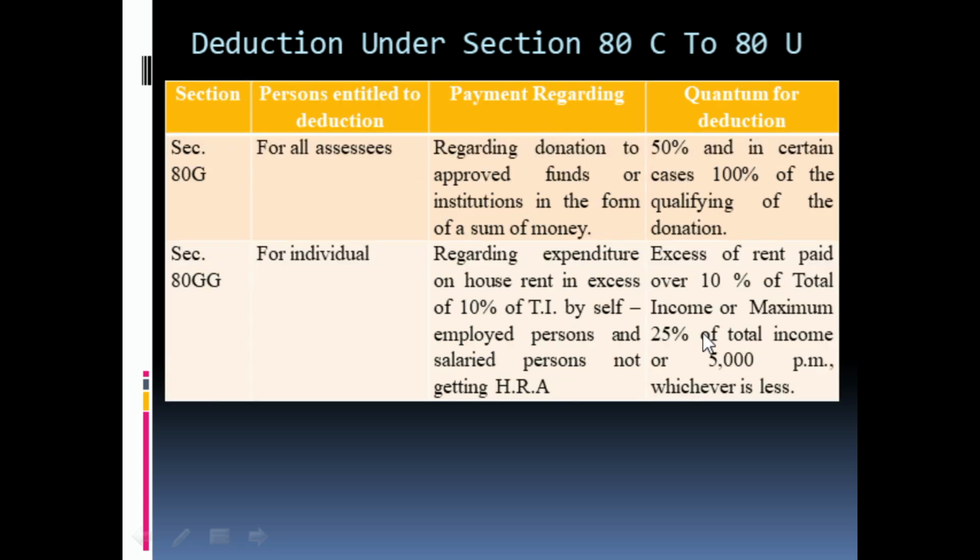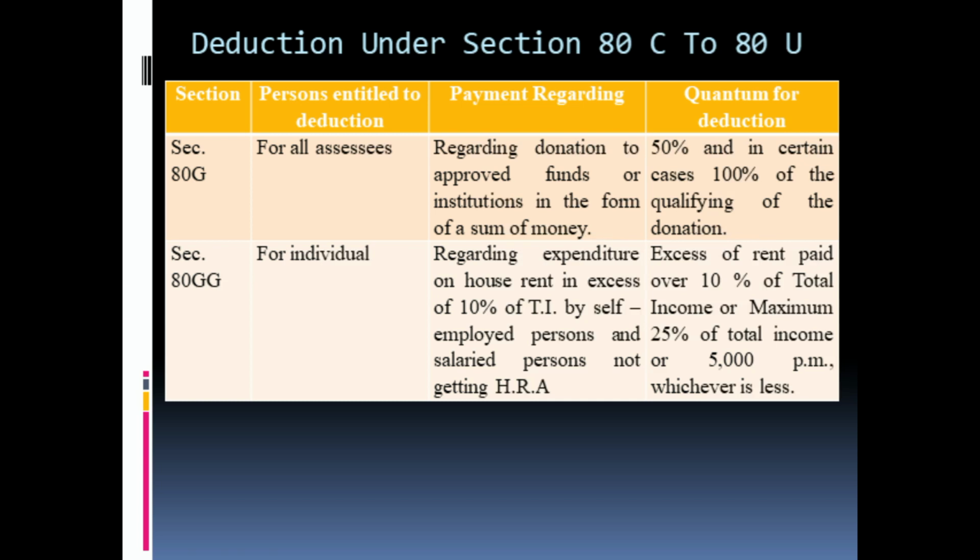Next, deduction under section 80G. This is applicable for all assessees. Here 80G is fully relevant to contributions and donations, regarding donation to approved funds or institutions in the form of a sum of money. Here we can divide 80G donations into two: one is no limit donations and the other is with limit donations. These two heads can also be divided into 100% and 50%. Based on that we have to find out the qualifying amount and then allow it as a deduction. So in each case we have to calculate the 80G deduction separately.